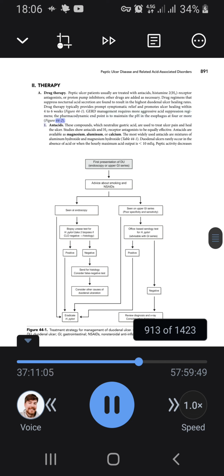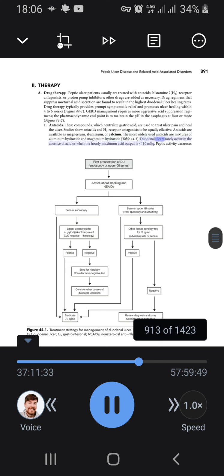1. Antacids. These compounds, which neutralize gastric acid, are used to treat ulcer pain and heal the ulcer. Studies show antacids and H2 receptor antagonists to be equally effective. Antacids are available as magnesium, aluminum, or calcium. The most widely used antacids are mixtures of aluminum hydroxide and magnesium hydroxide, Table 44-1.